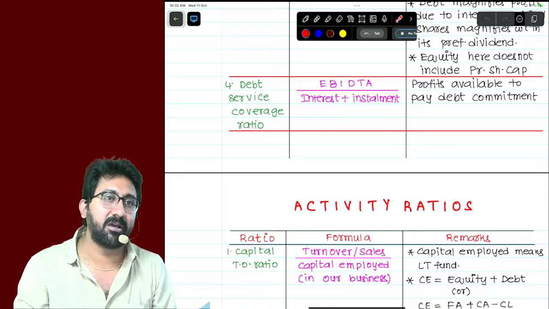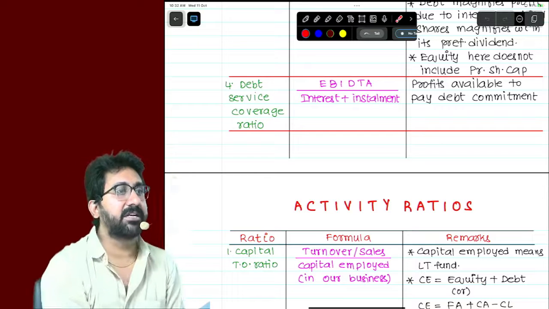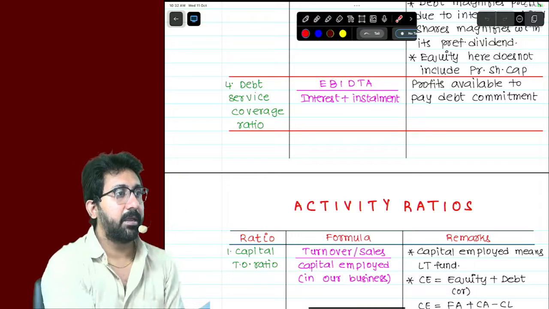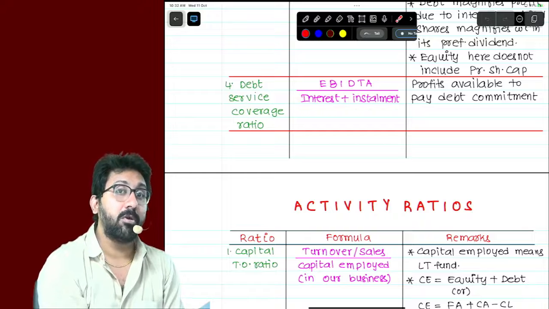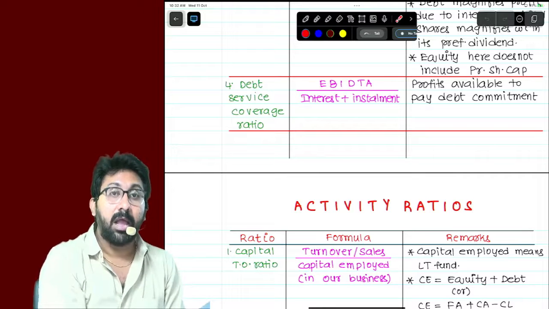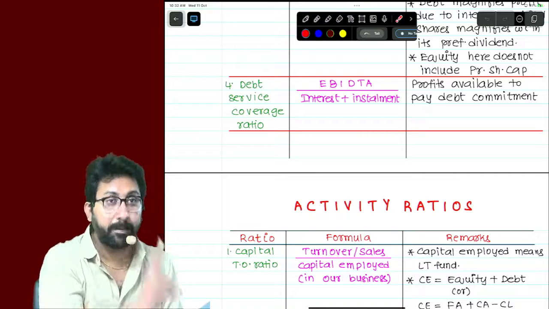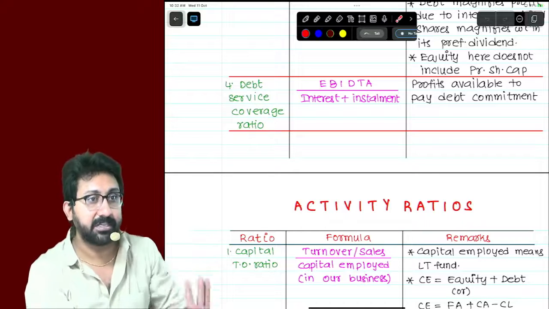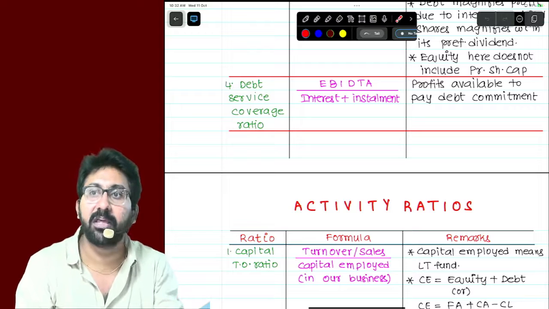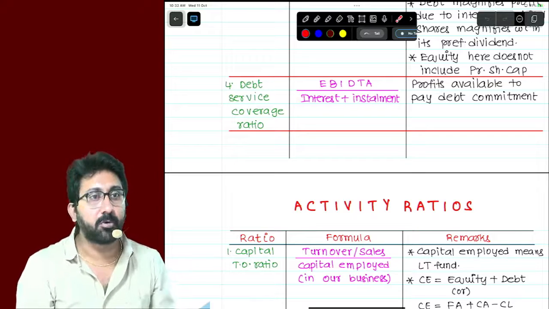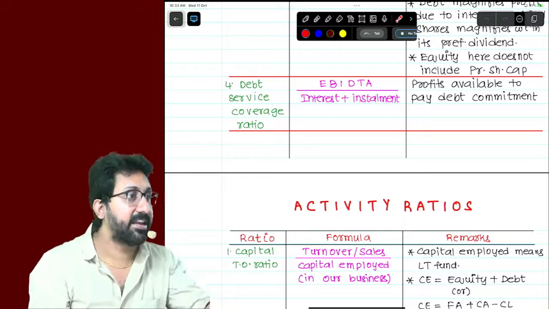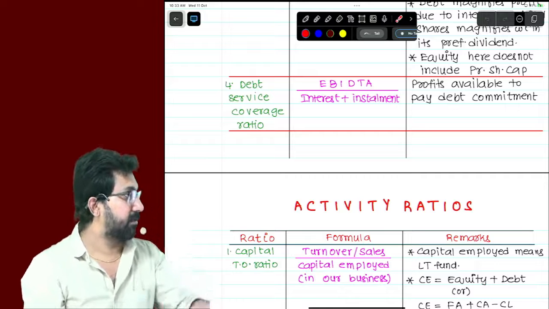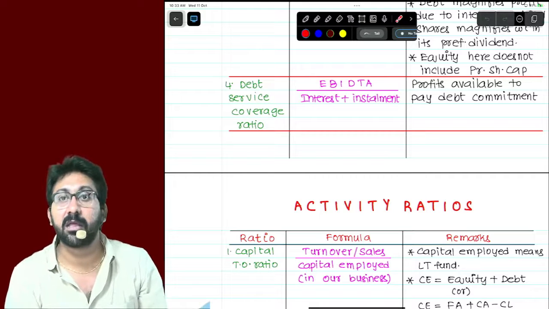Are you understanding or not? Tell me, how much interest? 1 rupee. How much installment? 1 rupee. I have to pay only 2 rupees, but my EBIDTA can pay 5 rupees. That means my company is good or bad? Good. Bigger the ratio, better the company. Yes, sir.